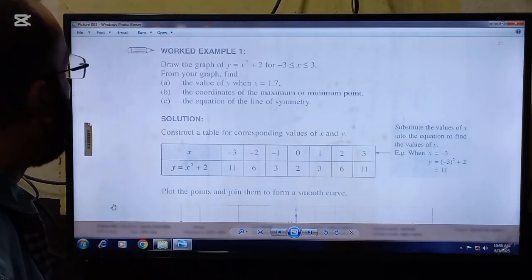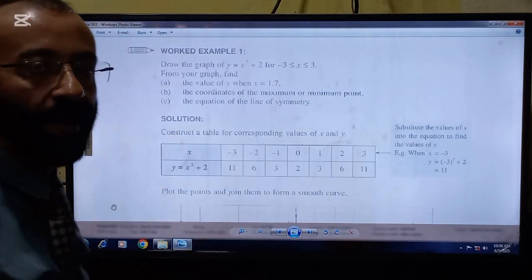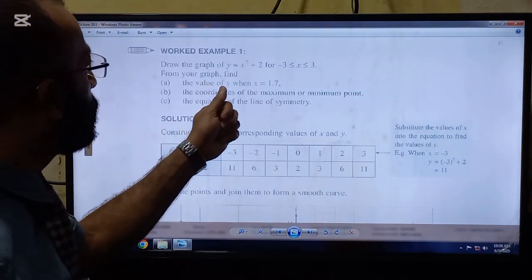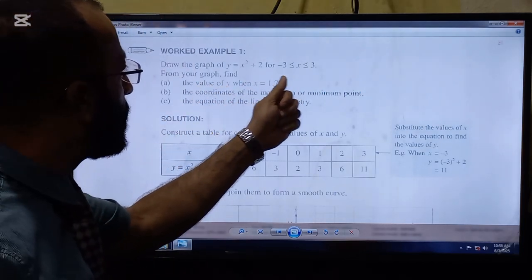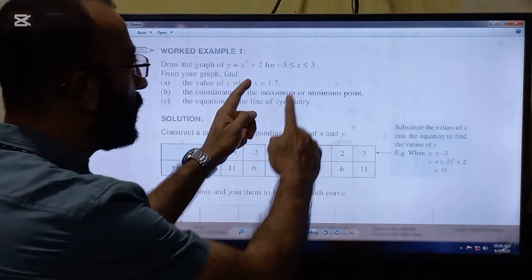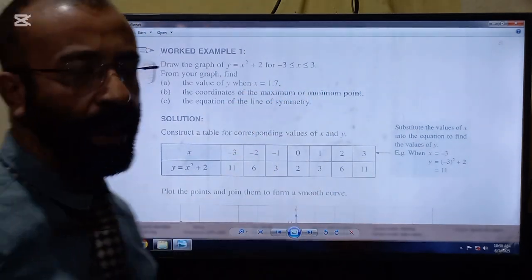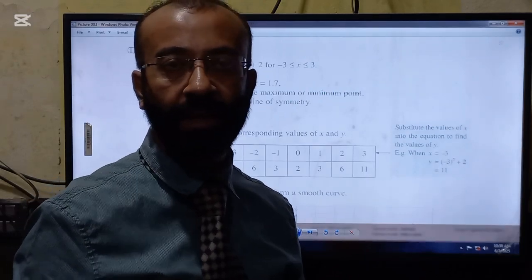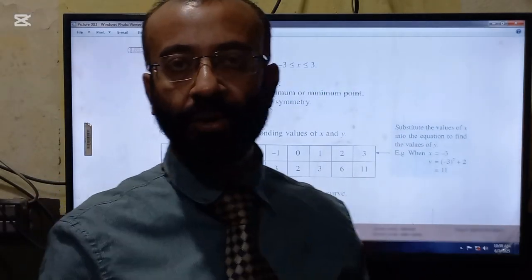So here is an example that will make our concepts clearer. Draw the graph of y is equal to x square plus 2 for x greater than or equal to minus 3 and less than or equal to 3. So this is the range given. The first step to make the graph of this equation is that we will make the table of values of x and y.